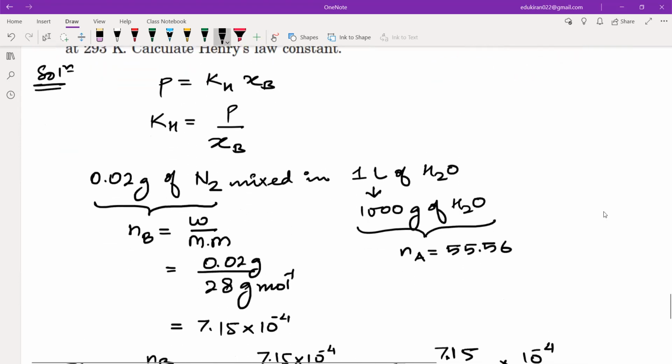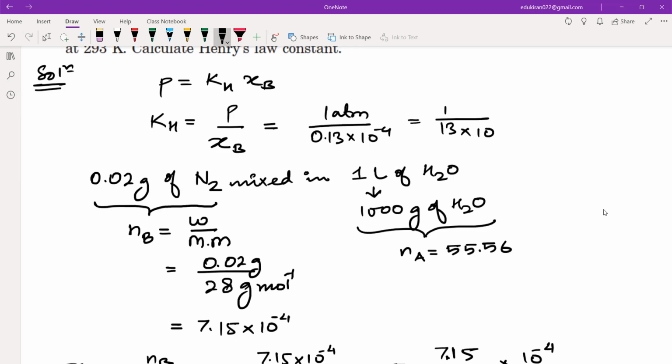हाँ, KH में प्रेशर कितना दिया हुआ? 1 atm. chi b कितना है आपके पास? 0.13 into 10 to the power -4. ये कितना हो जाएगा? 1/13 into 10 to the power -6, है ना. 1/13 into 10 to the power -6, right? Yes or no? Yes. ये हो जाएगा आपका 1/13 into 10 to the power -6. 1/13 कितना होगा बताइए?